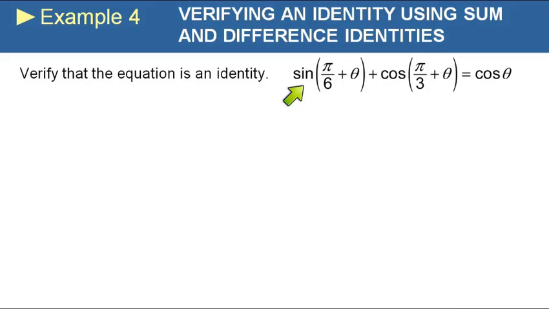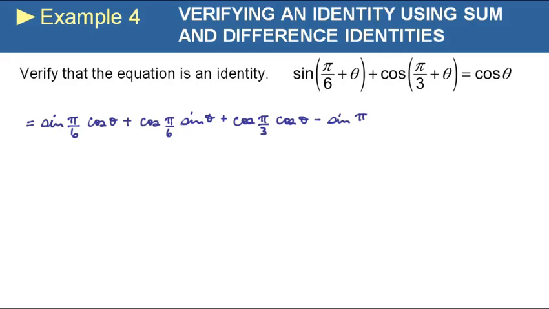So the sine of A plus B is going to be sine of A cosine of B plus cosine of A sine of B, and then cosine of A plus B is going to be cosine A cosine B minus sine A sine B. And all of this is going to have to simplify to what we see on the right side. And so we're going to do it using the known values.